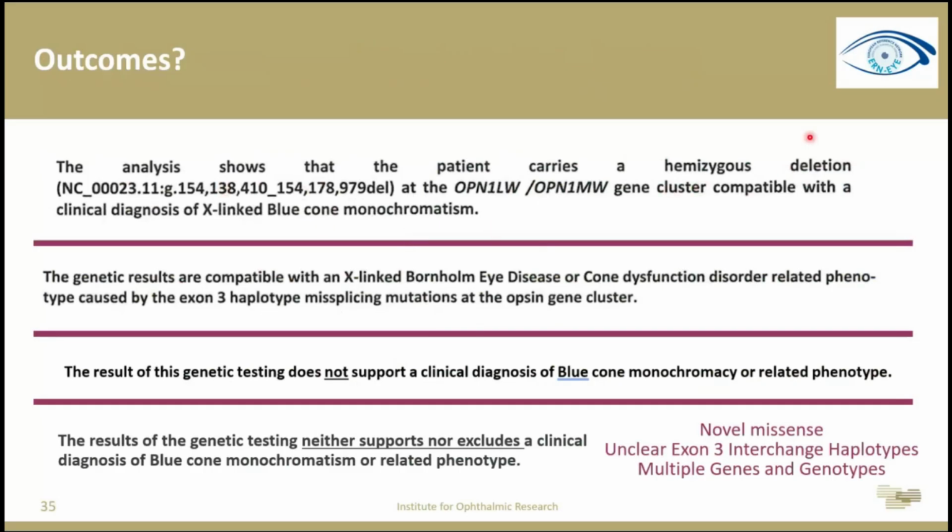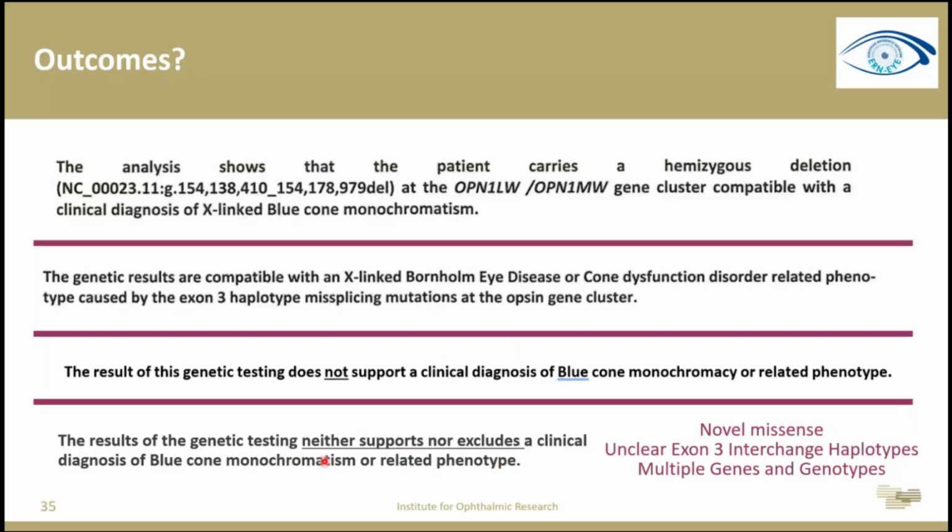In this case, a large deletion of the locus control region was identified, which would result in a BCM phenotype. Here in this case, obviously, an exon 3 haplotype was identified in an intact cluster only in the first gene, and this would be suggestive of Bornholm Eye Disease. But sometimes we also have to state that genetic testing does not support a clinical diagnosis of BCM, and these are, of course, the least nice cases.